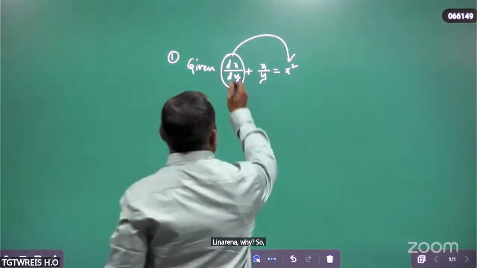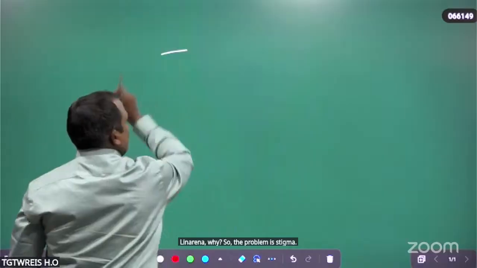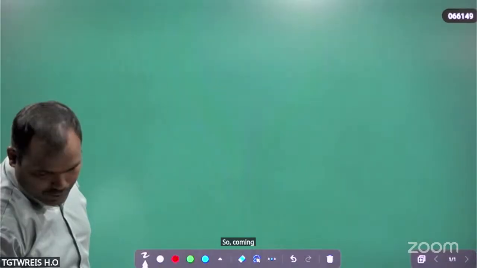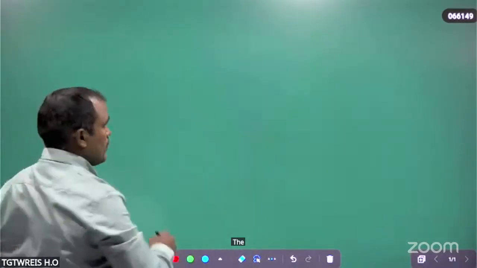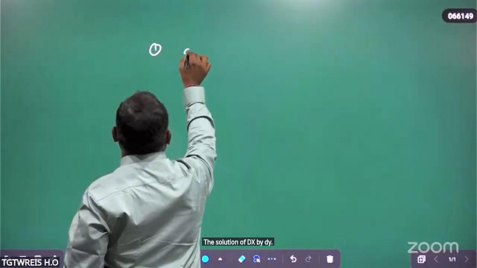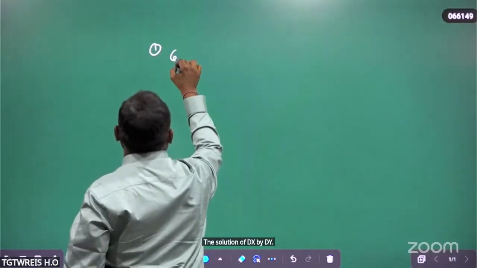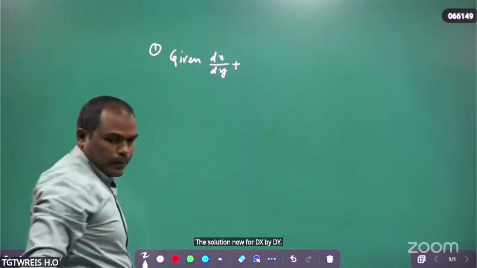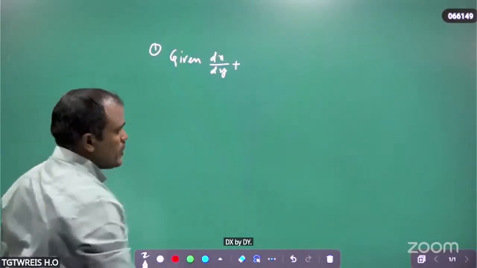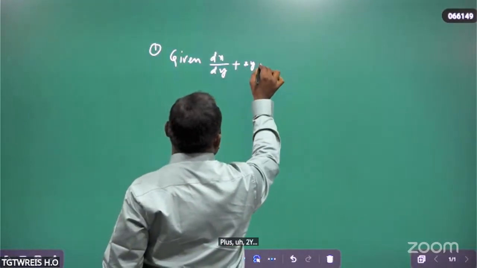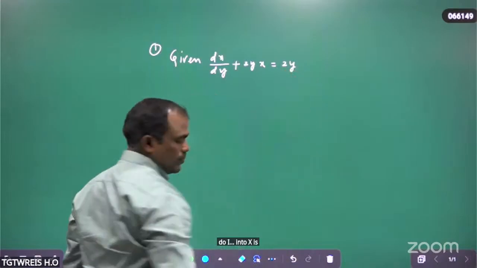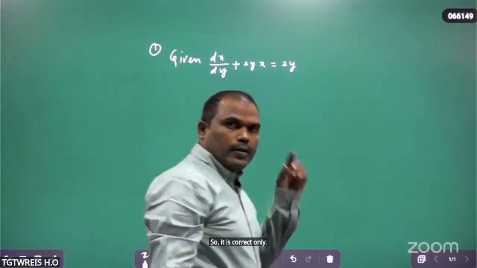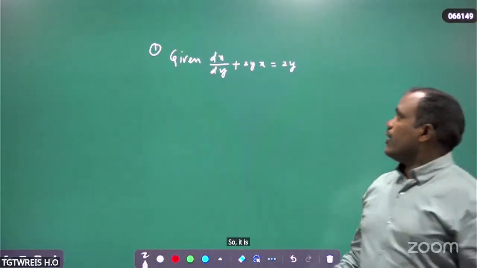So the problem is taken wrong. Sorry. So I can explain one more question. See, that is the wrong problem. So coming to this one, see. The solution of dx by dy plus 2y into x is equal to 2y. So it is correct only. Yes, here it is linear in x.